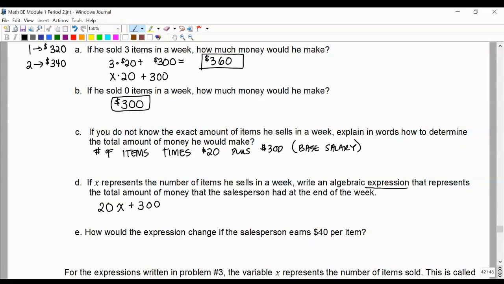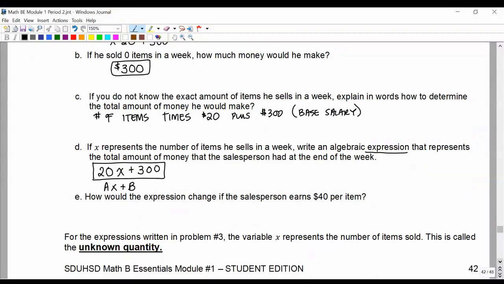The only difference between A and D is we're kind of organizing our expression like this. And we're looking for expressions that look like the expressions that we've seen in this module. E, how would the expression change if the salesperson earned $40 per item? So which number would change? Well, this person's actually going to make more per item, so it's going to be now 40x plus 300.